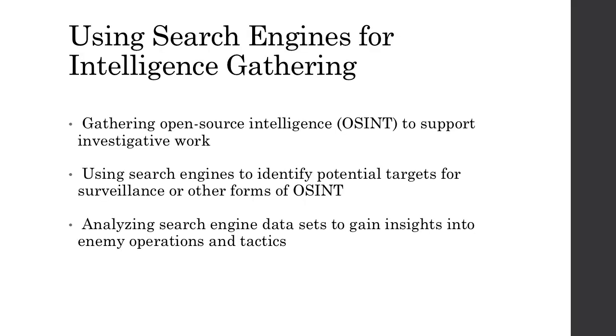Using search engines for intelligence gathering. Gathering open source intelligence, OSINT, to support investigative work. Using search engines to identify potential targets for surveillance or other forms of OSINT. Analyzing search engine data sets to gain insights into enemy operations and tactics. Here's a simple explanation. Using search engines for intelligence gathering. Think of search engines like giant libraries where anyone can upload information, websites, articles, social media posts, etc.